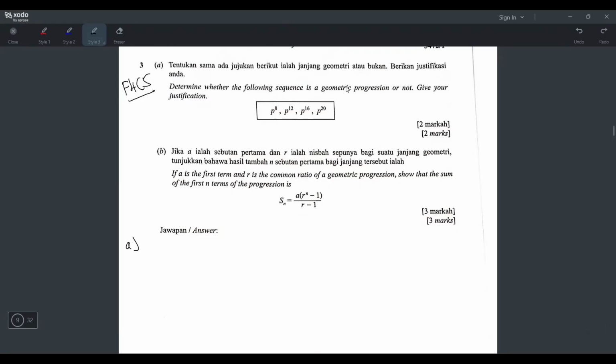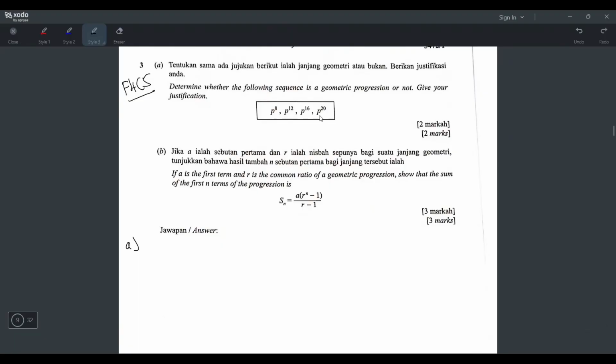All right, how do you prove whether it's geometric or not? You find the common ratio. If the ratio is the same for all the consecutive terms, then it's a geometric. If it's not the same, then it's not a geometric. So how do you find the R?